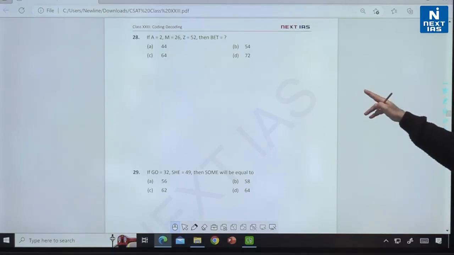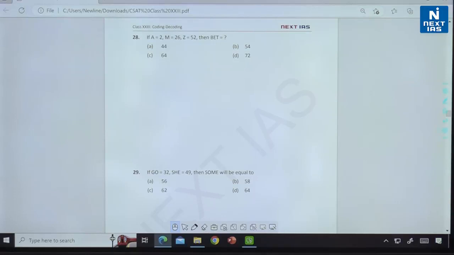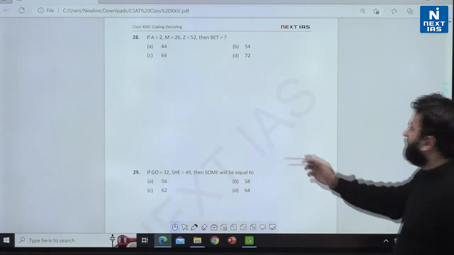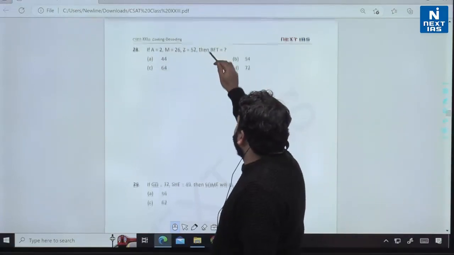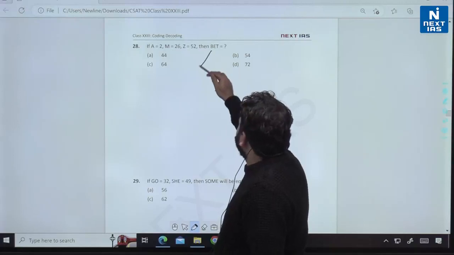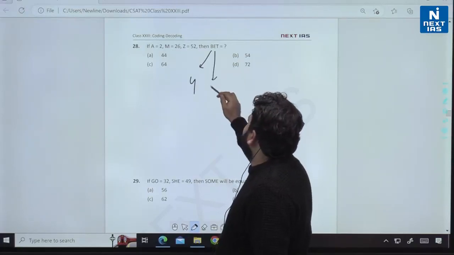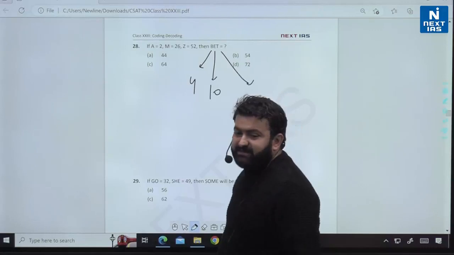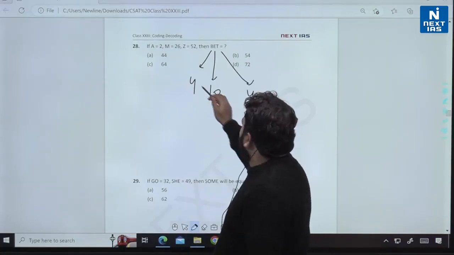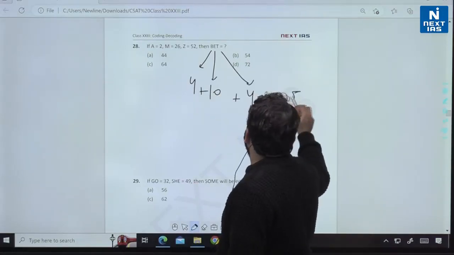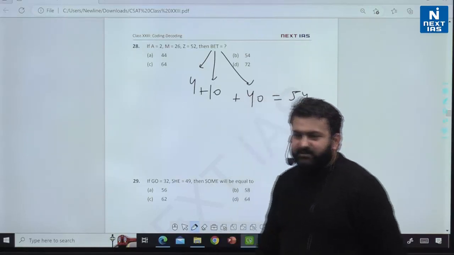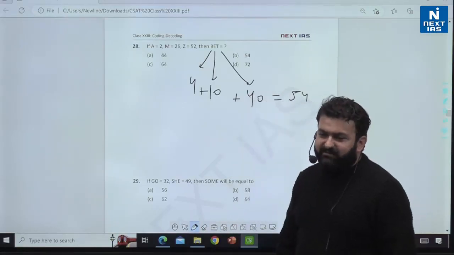A to M, 26. Now here in this case, A is the first letter, so 1 into 2. M is the 13th letter, so 13 into 2, 26. So BET, just see what will be. B becomes 4, E becomes 10 and T becomes 40, so 4 plus 10 plus 40, it becomes how much? 54. So the 28th question answer is 54.